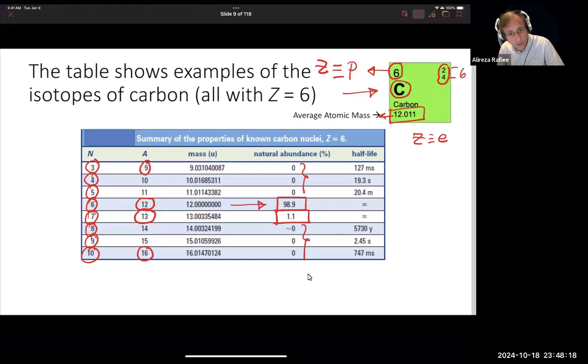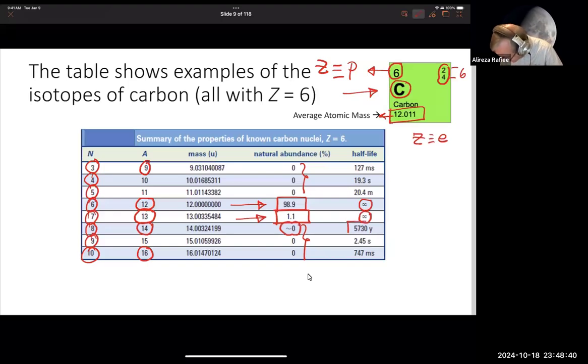98.9% of the time carbon-12, and only 1.1% of the time carbon-13, with a half-life which is infinite. That means they are stable. They live around forever.